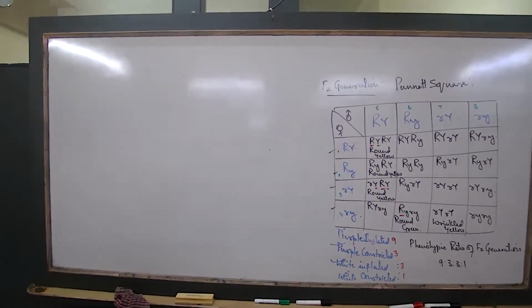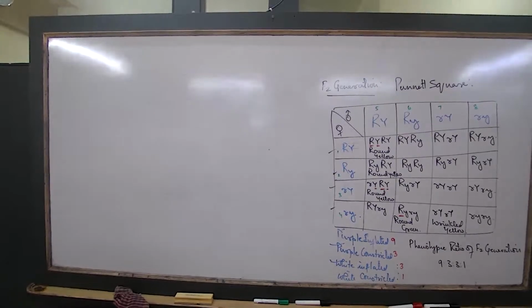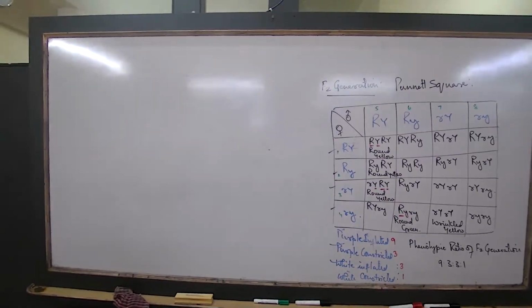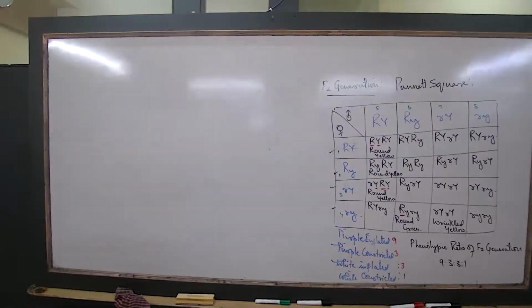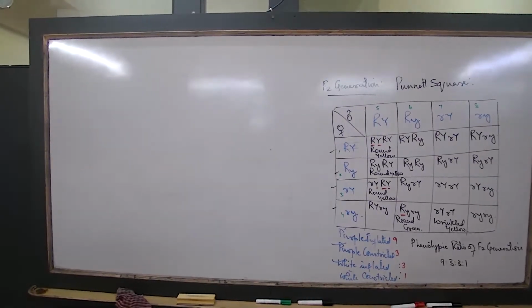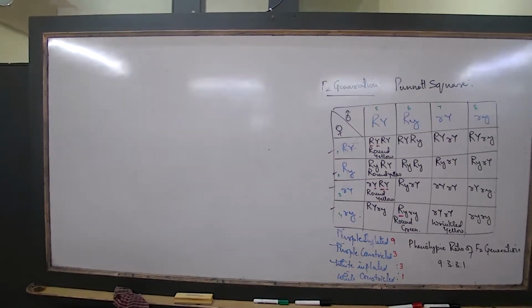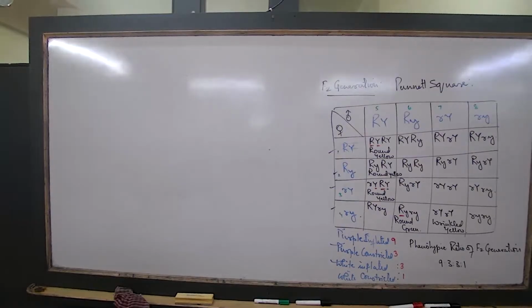Write the ratio of the parental combination. Just now I asked you this question. What is the ratio of the parental combinations obtained? 9:1. 9 of 16 plants and 1 of 16 plants. है ना?